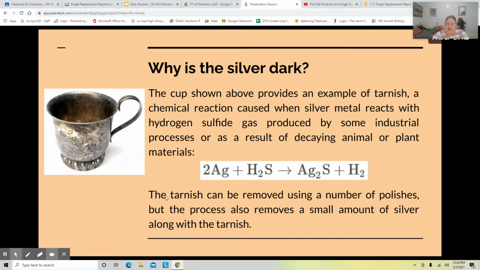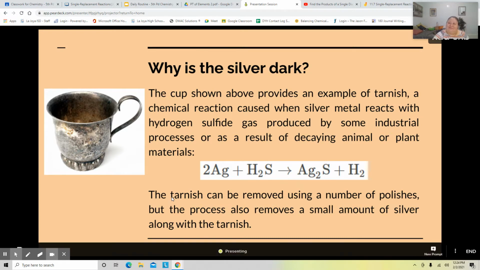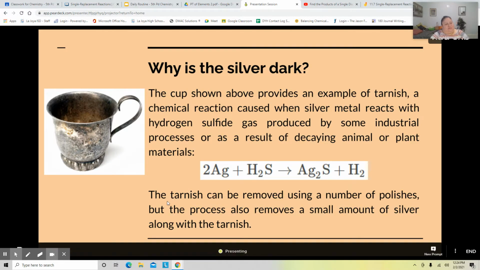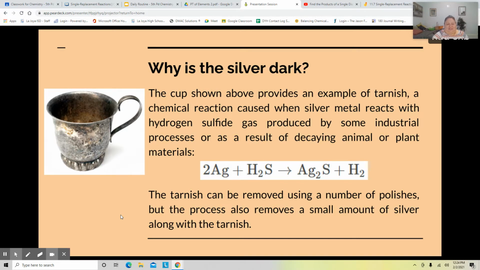Why is the silver dark? Yeah, Alexia, she's helping out her little sister. So I need somebody to help me with the introduction. Irvin. Okay, Caitlin. I'll read it. Thanks, Oscar.